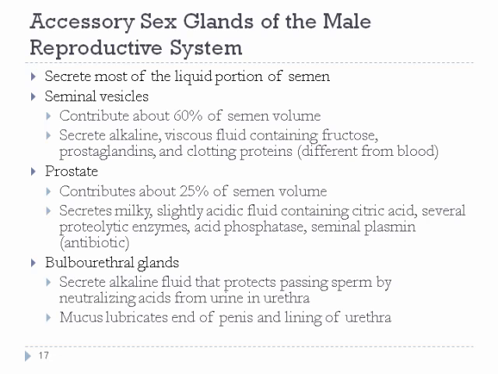So sperm don't actually travel through any of the accessory glands of the male reproductive system. These are more responsible for making the composition of the liquid portion of the semen. The seminal vesicles contribute about 60% of the semen. They secrete a very alkaline, viscous fluid that contains fructose, a sugar to help nourish the sperm, prostaglandins, which can act on the female reproductive system, and some clotting proteins, different from blood. So this isn't like fibrinogen or anything like that.